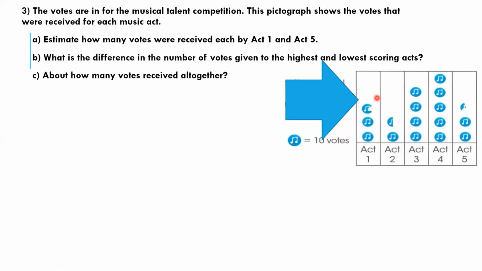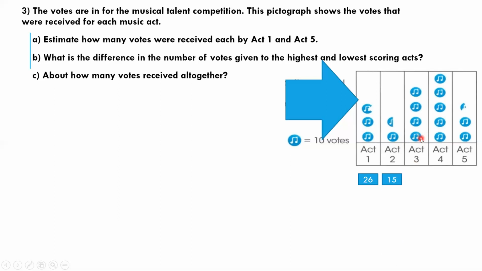See, this is not the exact number because they have specifically said the word estimate. Estimate means it is looking like 26 votes. It is not the actual, we are estimating. So the votes that got for Act 1 is 26. Now what about Act 2? 10, and this is exact half. So half of 10 means 5. So 10 plus 5, that is 15 votes.